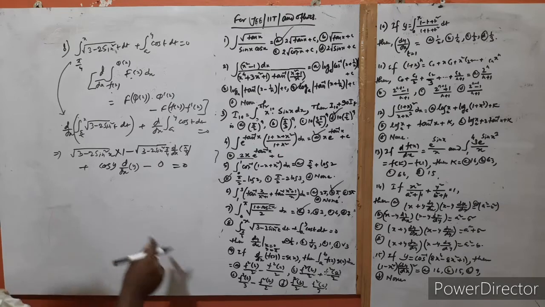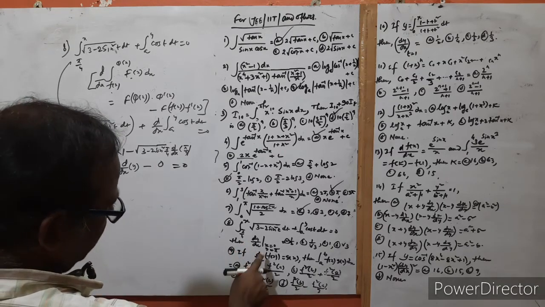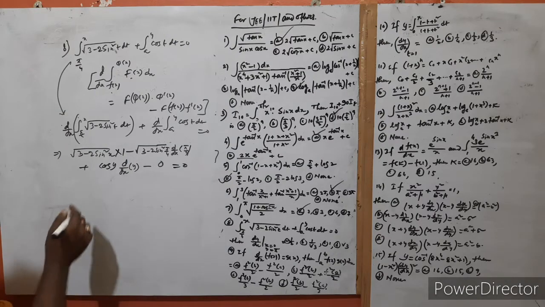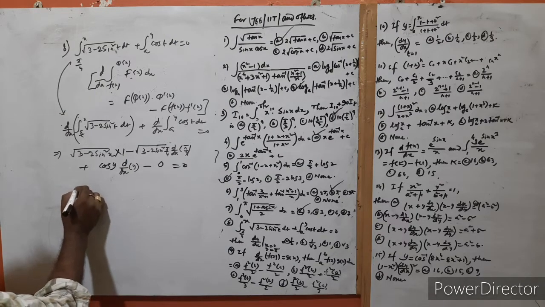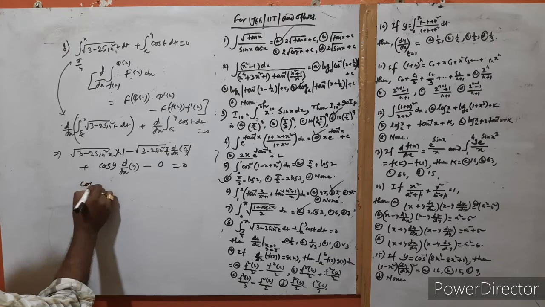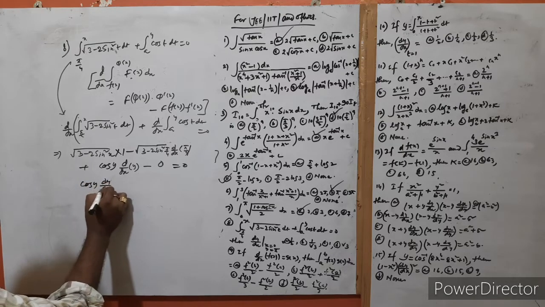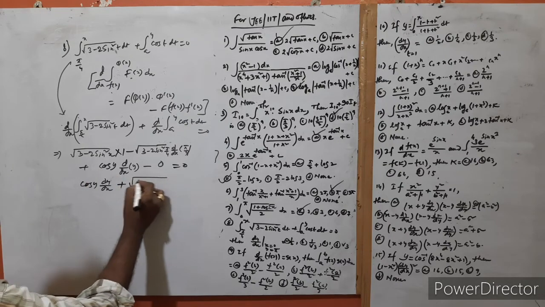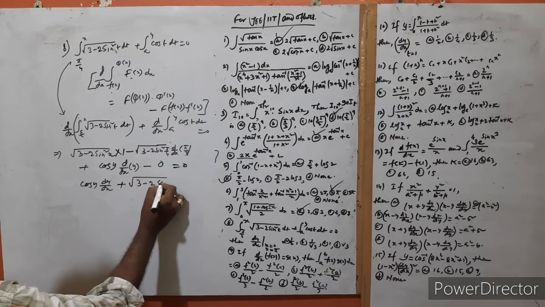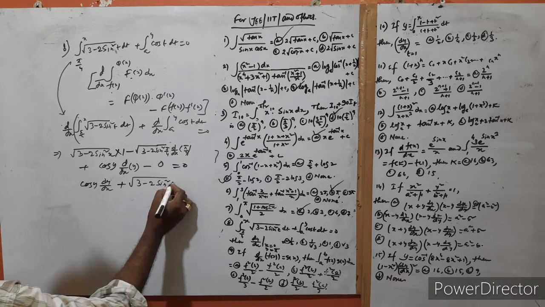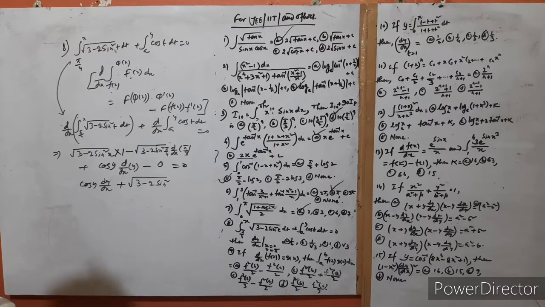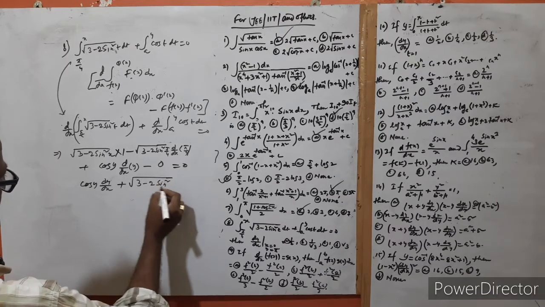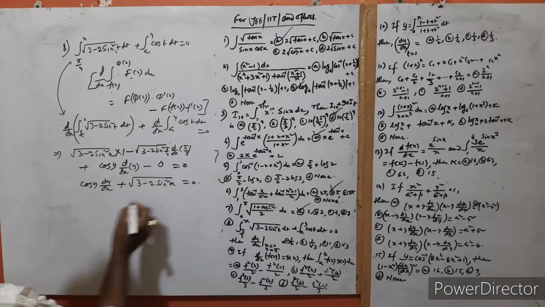In your question, the lower limit is 0, the upper limit is pi by 4, and this is pi. So we get cos y dy/dx plus root 3 minus 2 sine square x, with x equal to 0.